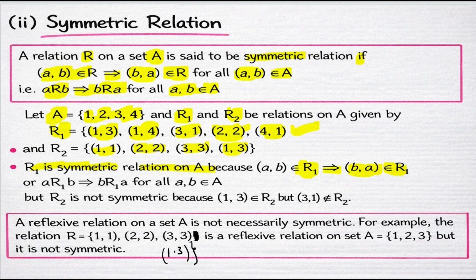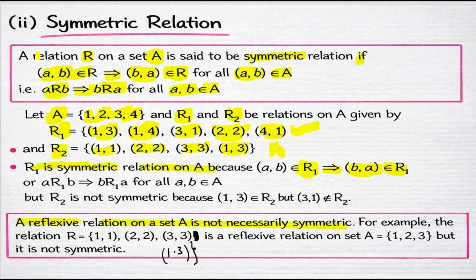Look at the last ordered pair. (1, 3) is there in R1 but (3, 1) is not there. That's why R2 is not symmetric. Okay, then one more important thing you should remember: a reflexive relation on set A is not necessarily symmetric.